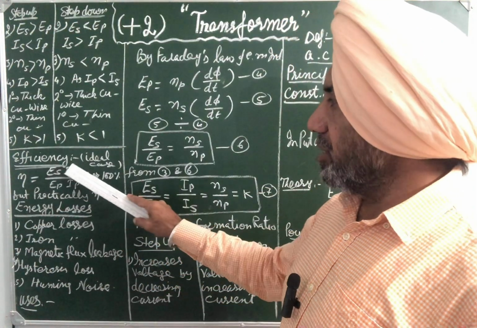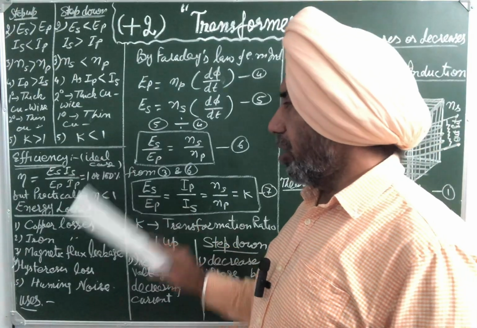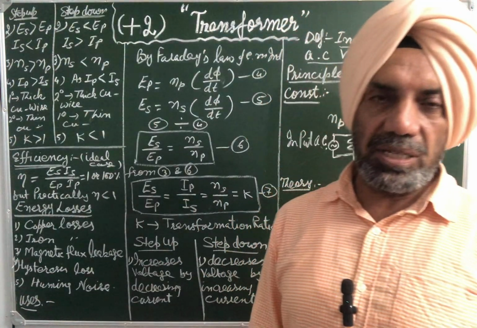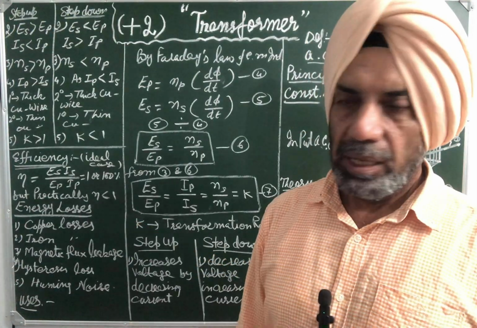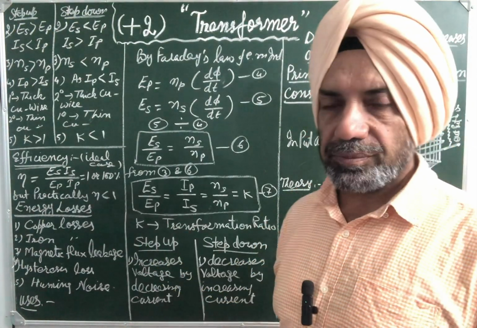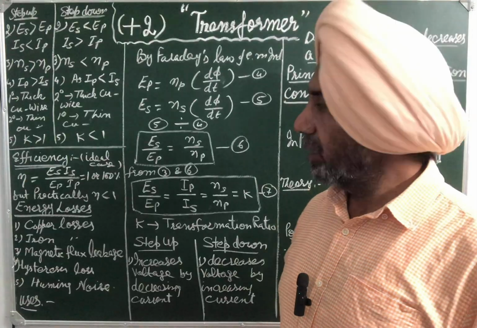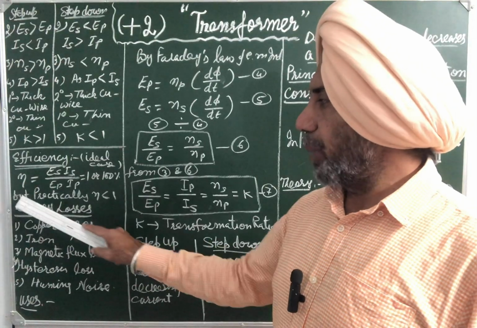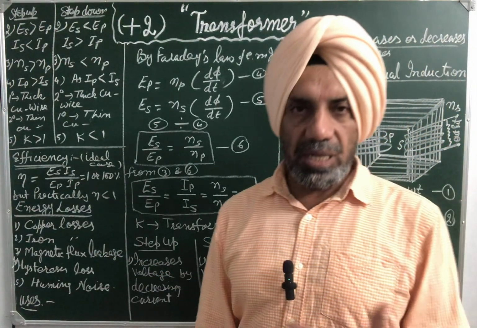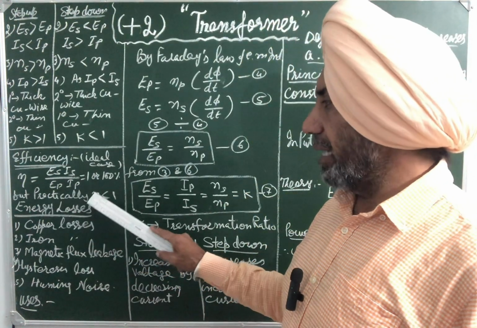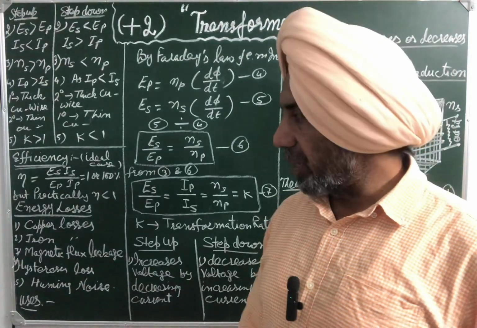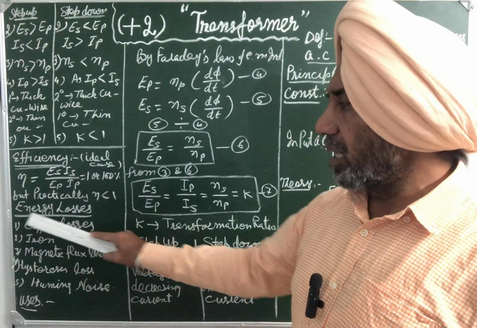What is the efficiency of a transformer in the ideal case? Efficiency is defined as the ratio of output of the transformer to the input of the transformer, which is equal to 1 or 100% for the ideal case. But practically there are so many losses in a transformer, energy wastage, so efficiency is always less than 1, that is, always less than 100%. What are the various losses in a transformer?